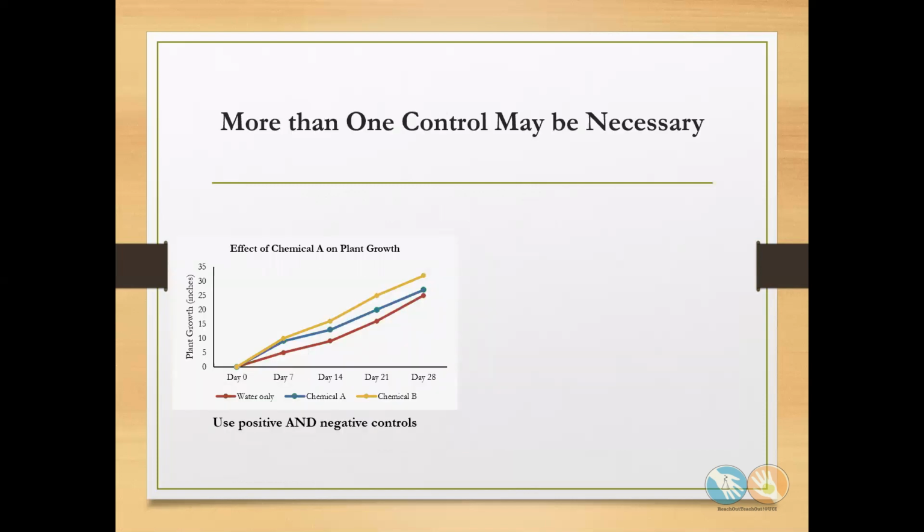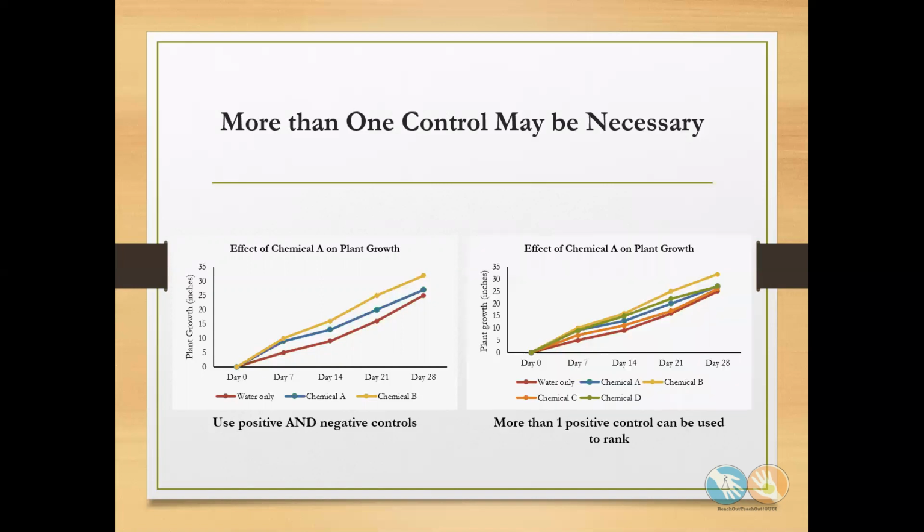Positive and negative controls are usually not an either-or situation. In most experiments, you should actually have both, just like in our plant growth experiment, where we had the negative control, which was the water only, and the positive control, which is chemical B. It is also important to note that you can actually have more than one positive control. For example, in the plant growth experiment, there may be several different chemicals that are all known enhancers of plant growth to different degrees. If you want to know exactly how chemical A compares to each of these chemicals, it is best to use each as its own control group.